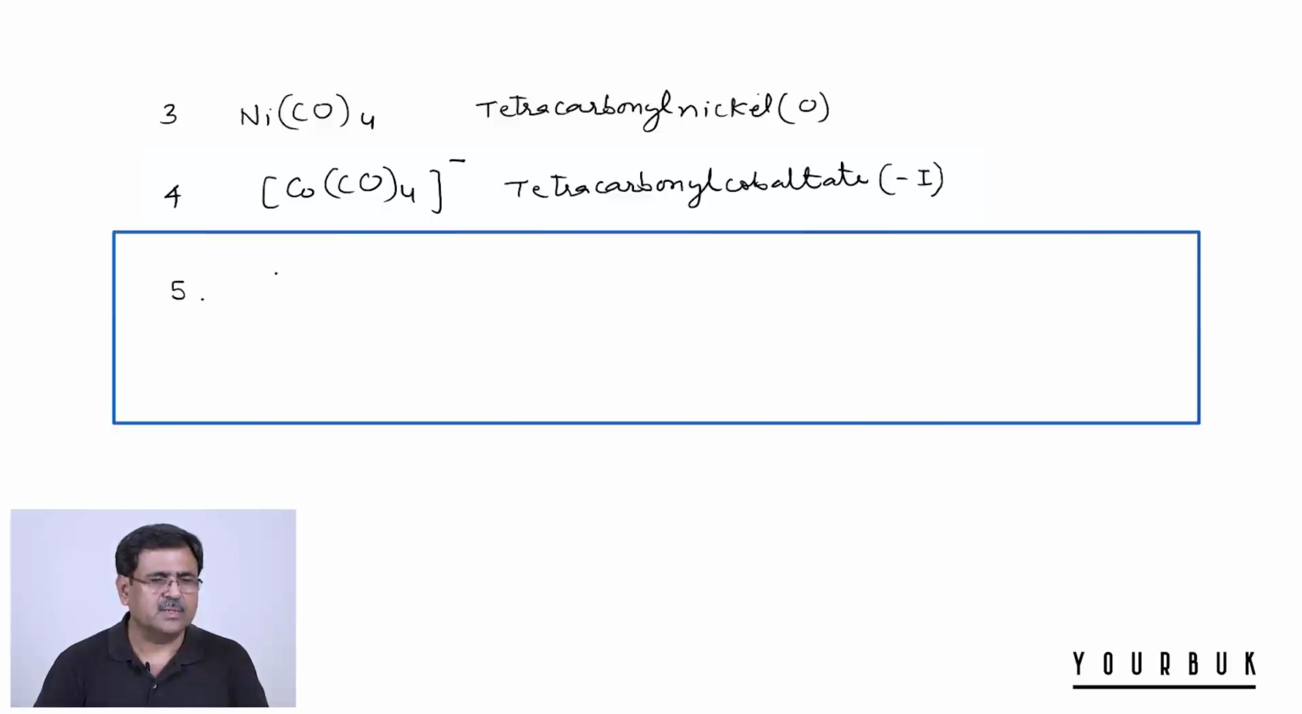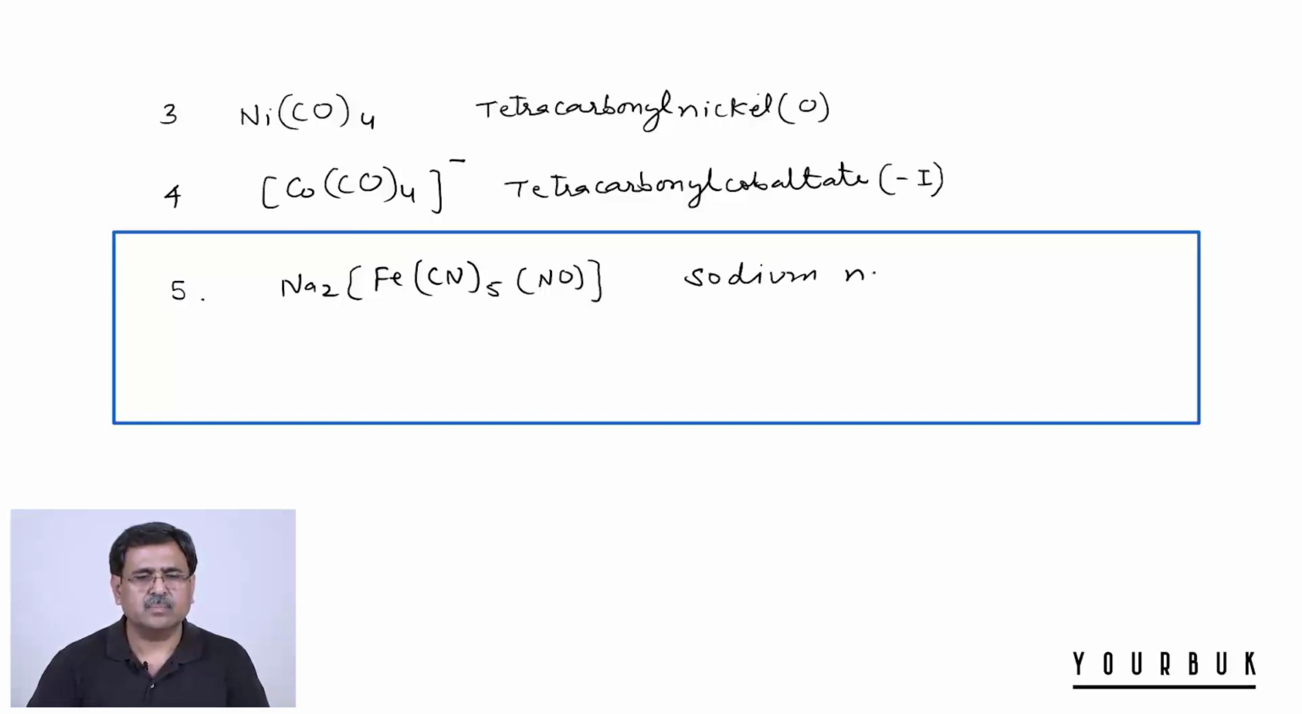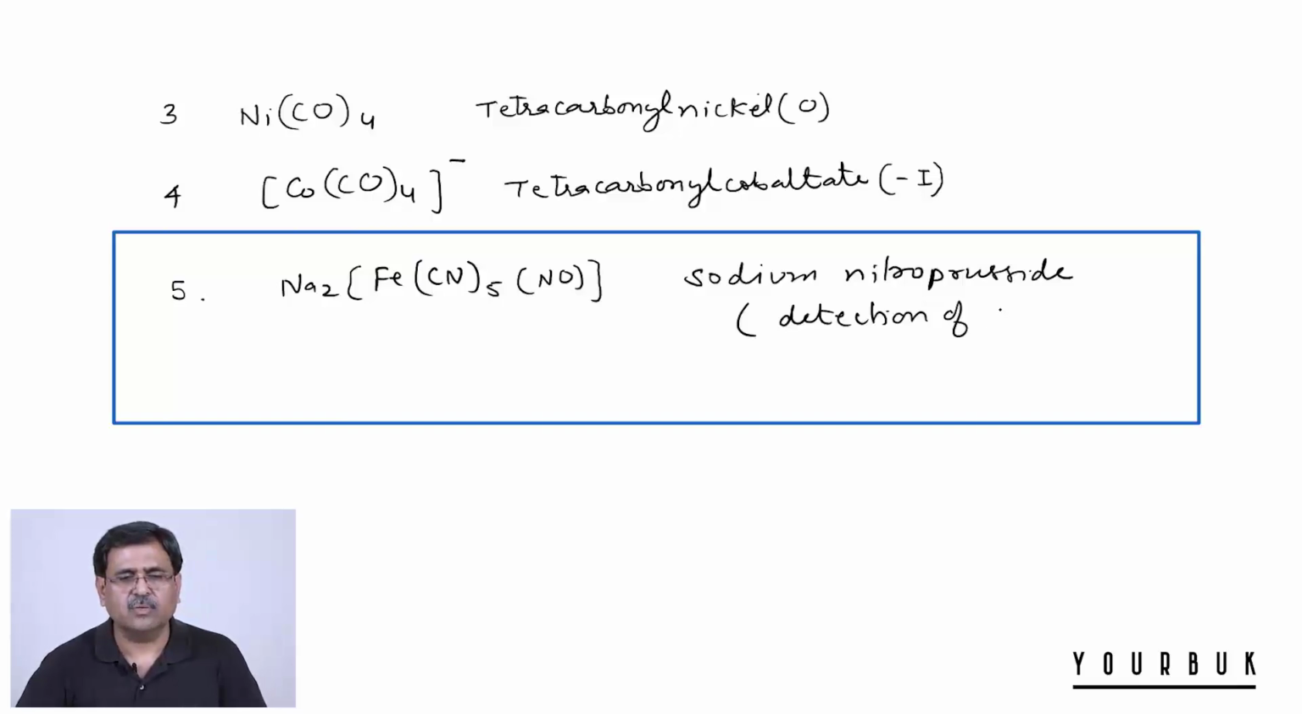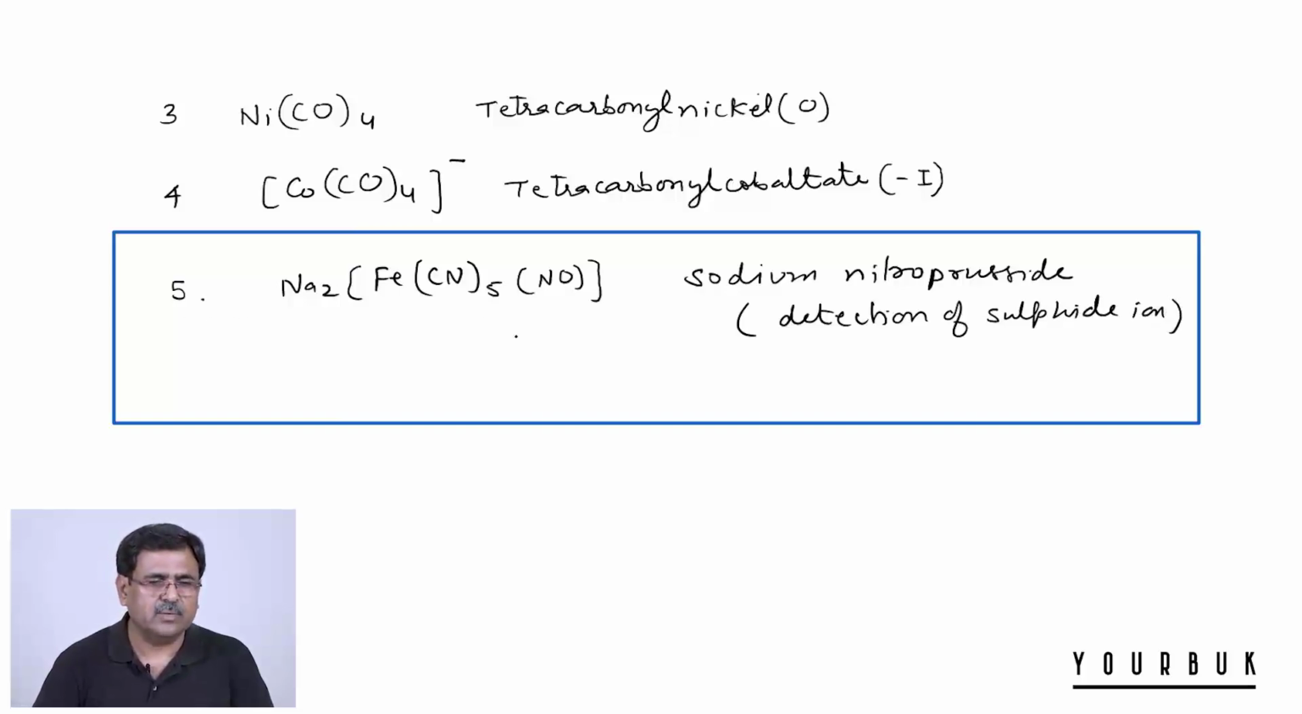And the fifth example is this. This is called sodium nitroprusside, Na2[Fe(CN)5NO]. Its common name is sodium nitroprusside. It is used in the detection of sulfide ions. This is also an example where NO is present as a positive ligand, nitrosonium.